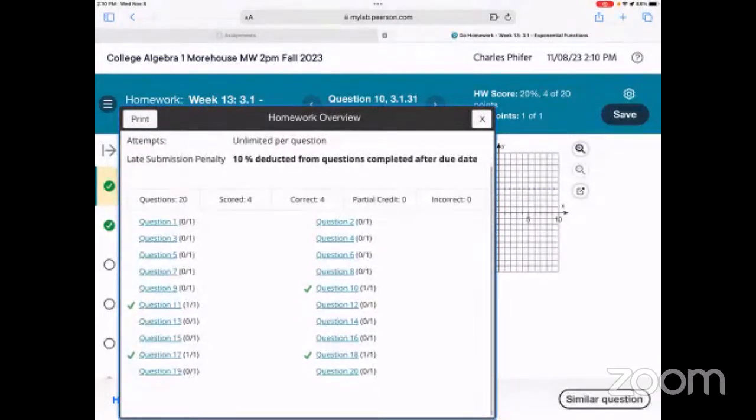Hey, Google, give me a random number between 1 and 20. 13.